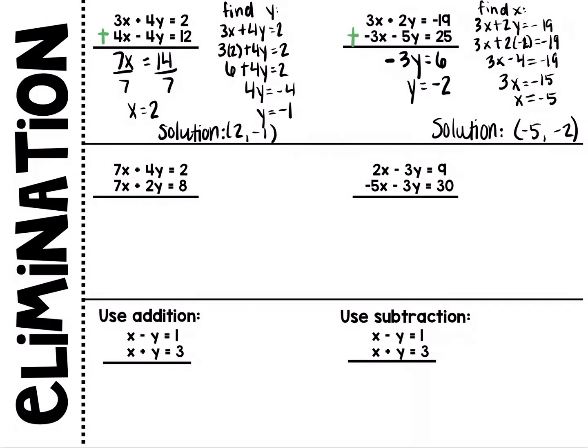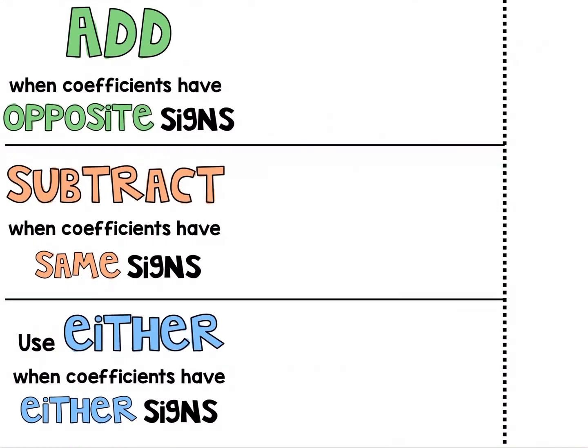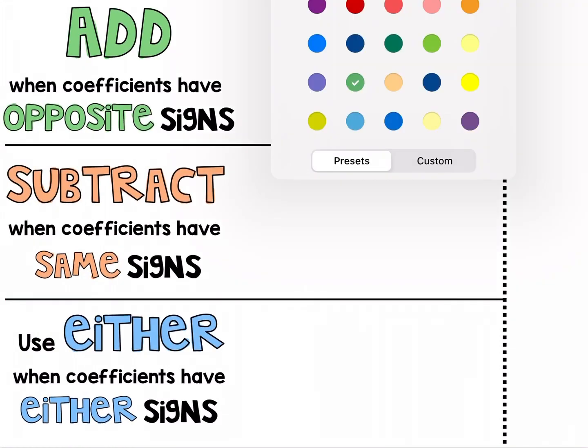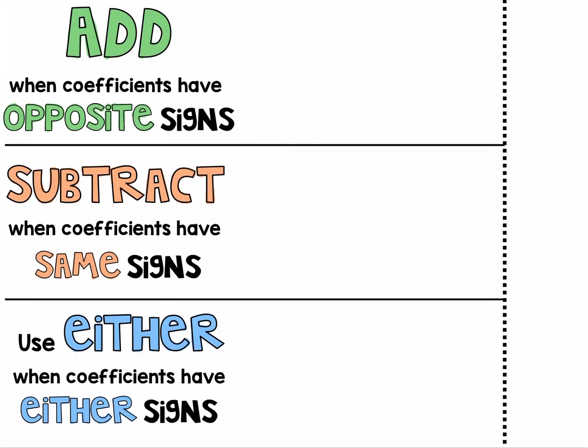Then the next one is if we subtract. We subtract if the coefficients have the same signs. If they have opposite signs, you add. If they're the same sign, you're going to subtract.